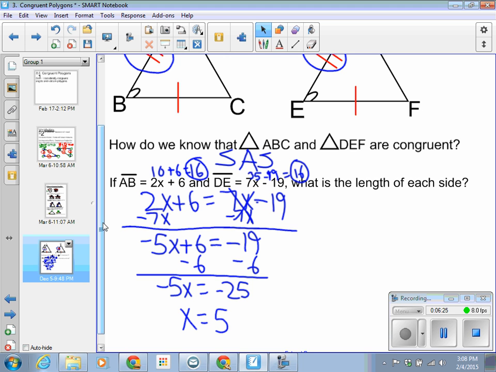Now, we looked mostly at triangles in this lesson. However, these rules apply to all polygons: squares, rectangles, pentagons, whatever the case may be. So we can apply these lessons about congruence and similarity to other shapes. This concludes your lesson on congruent polygons.